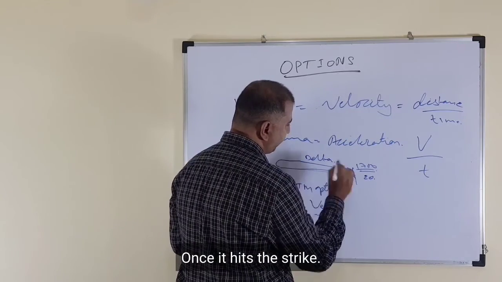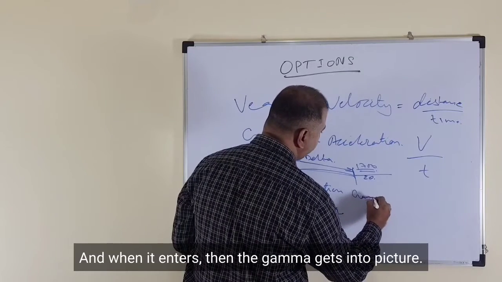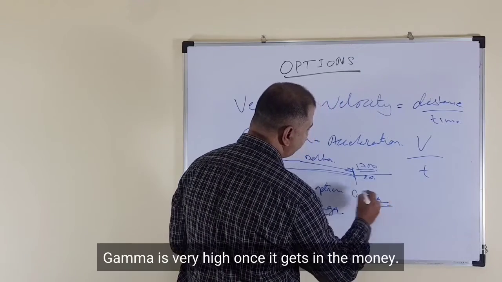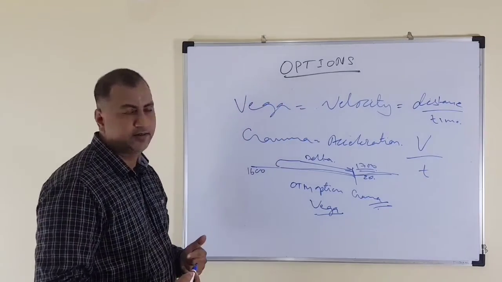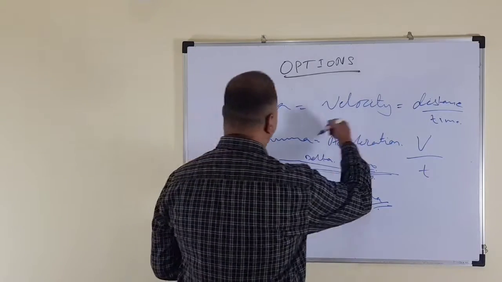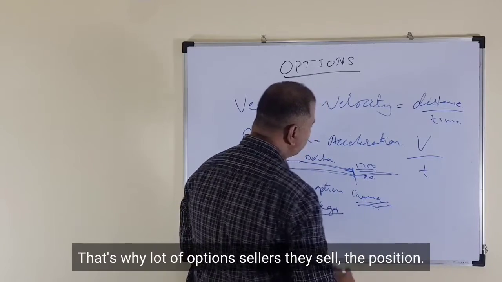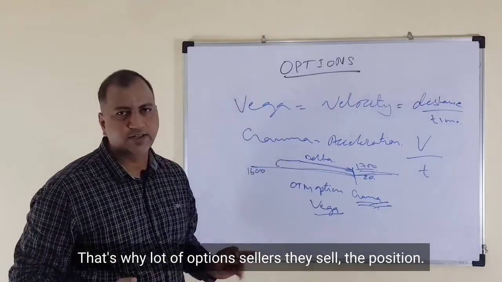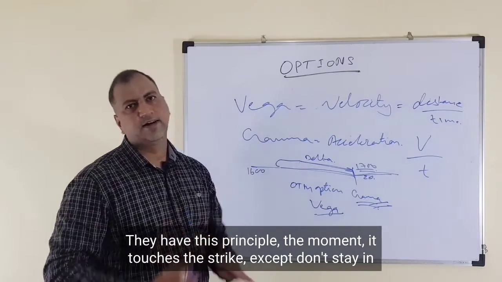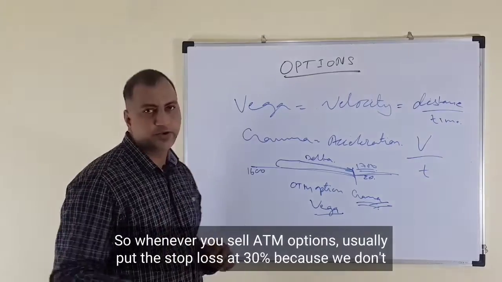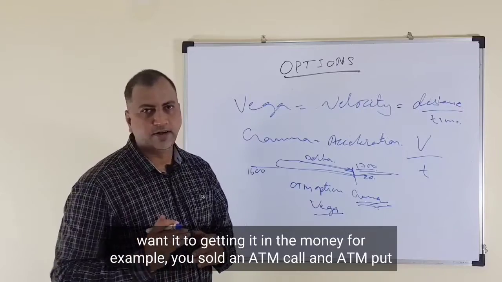Once it hits the strike and enters, then gamma gets into the picture. Gamma is very high once it gets in the money. So the price will start moving up very fast. So the price is actually delta plus gamma. That's why a lot of option sellers sell the position the moment it gets in the money. They have this principle: the moment it touches the strike, exit. Don't stay in that position. So whenever you sell ATM options, you usually put the stop loss at 30% because we don't want it to get in the money.